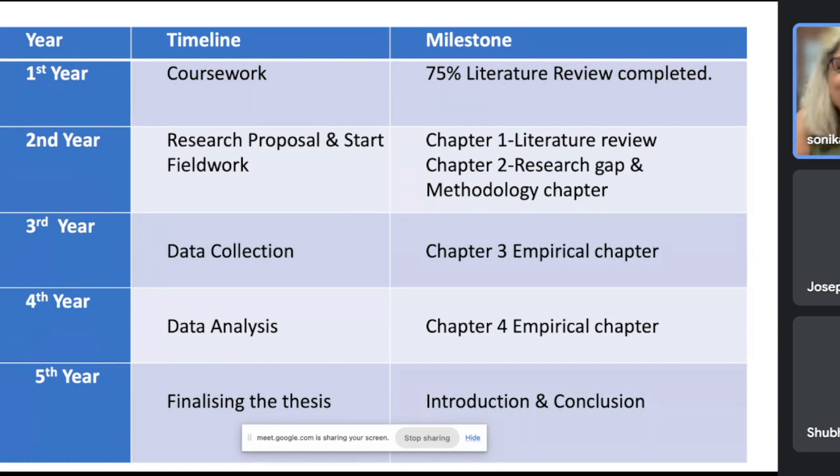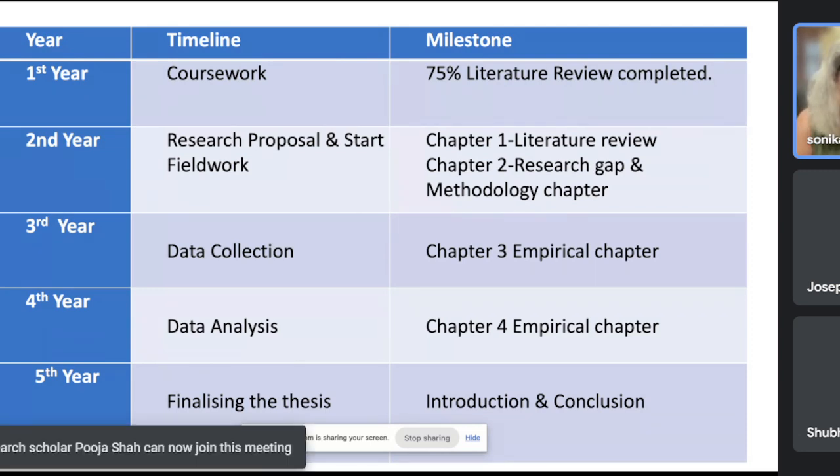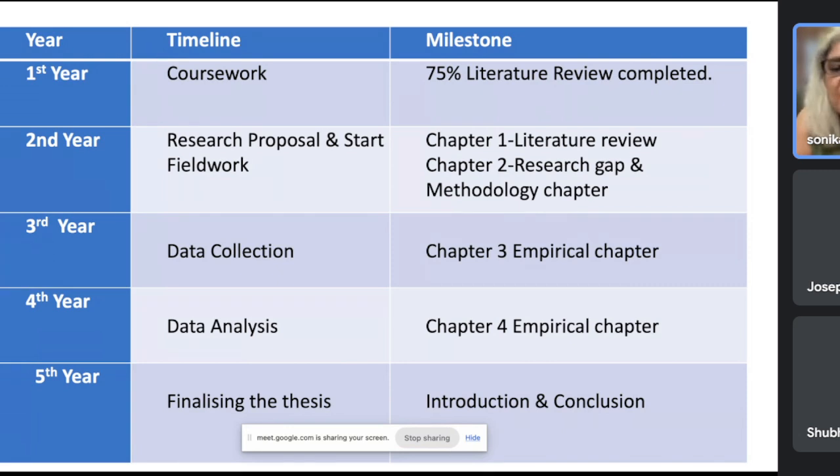Okay, so by the end of second year, if you have figured out what the literature is, and you have figured out what research gap you are addressing, the third thing that will automatically come out of it is how are you going to do this? So your methodology. Research gap and methodology chapter basically is why you're doing what you're doing and how you are going to do it.